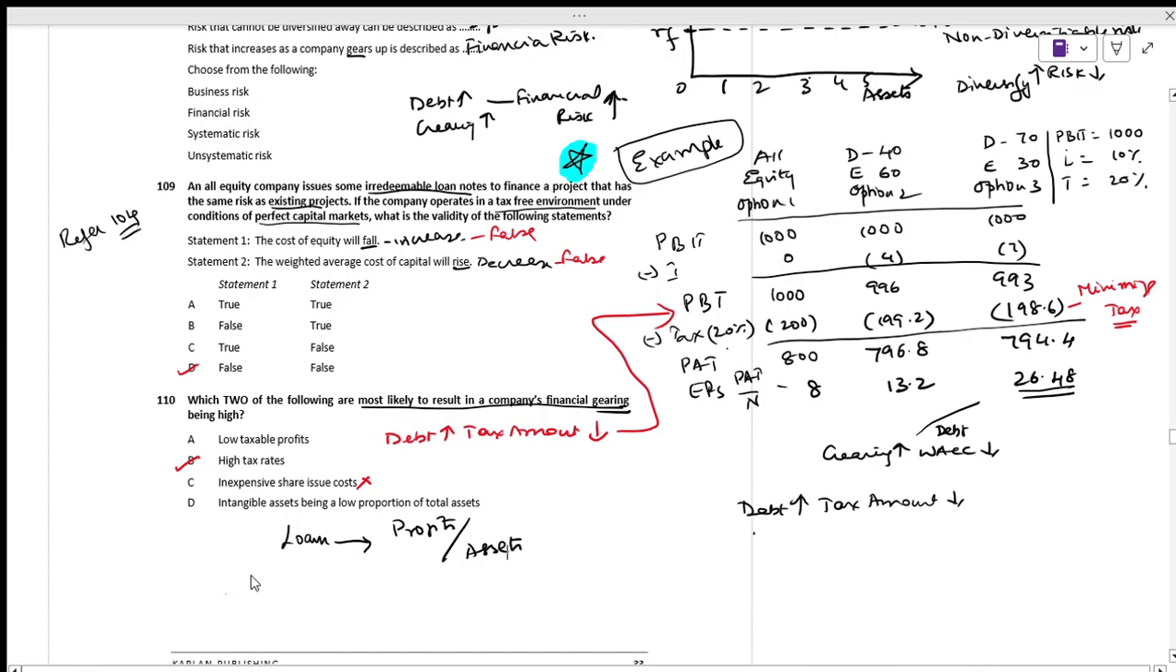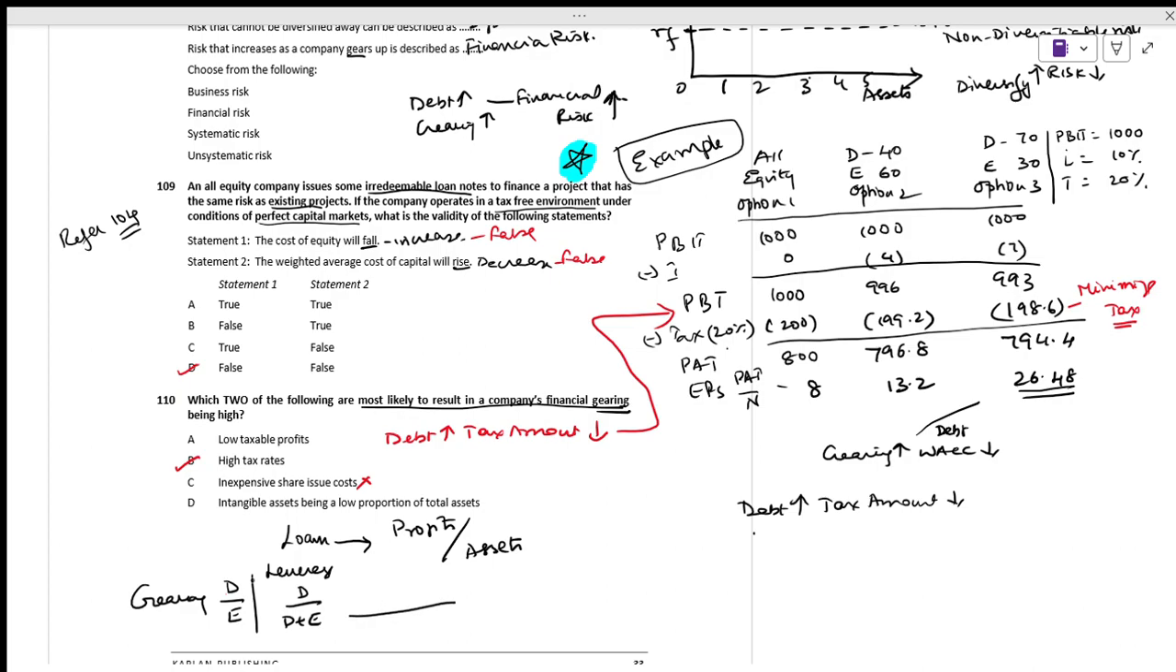That is the reason when we are talking about gearing, is it right? When you are talking about the gearing, what we'll do? We'll say debt divided by equity. When you are talking about the leverage, it is debt divided by debt plus equity. When you say this, it's nothing but we are very much focused on what?